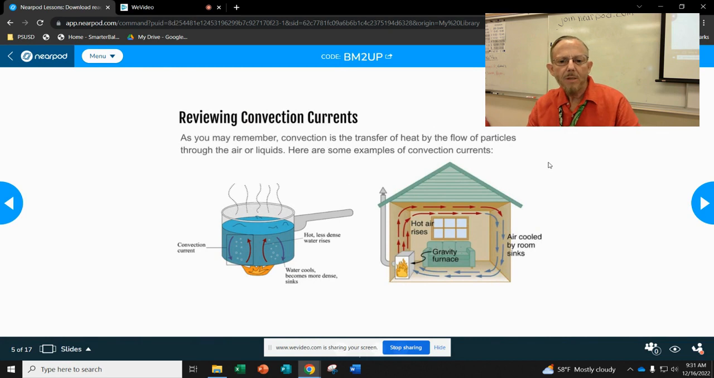A couple of examples of convection currents that you might see in your own home are when you heat a pot on the stove. The heat from the stove causes the liquid to become less dense and expand, and it rises to the top. Then when it cools, it sinks back down to the bottom to be reheated, and the whole process starts over again. The same process happens in your home. When you're heating it, the hot air rises, and as it cools, it sinks back down to the floor to be heated again, and the process starts all over.